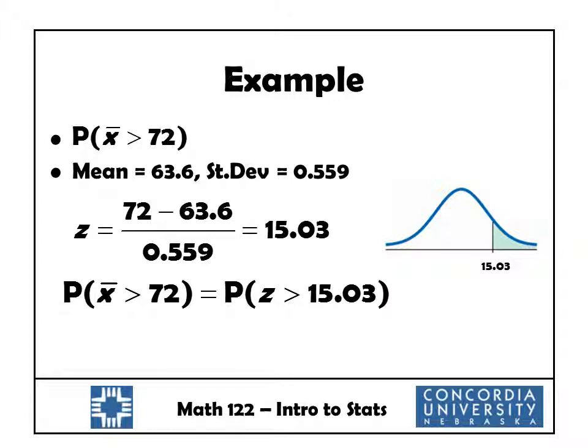That's a huge z-score, and so we shade to the right of that, and we could look that up from our table. The area to the left is 0.9999, and so we subtract that from 1 to get our probability of 0.0001. So remember, whenever we're dealing with the mean of a sample, then we're using the central limit theorem.